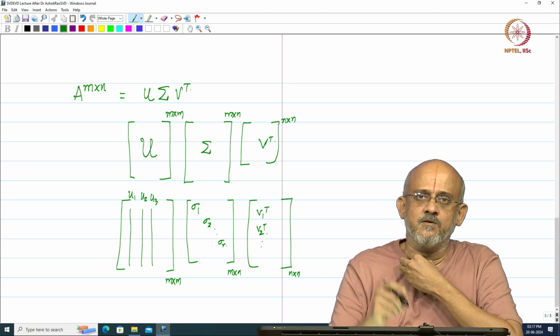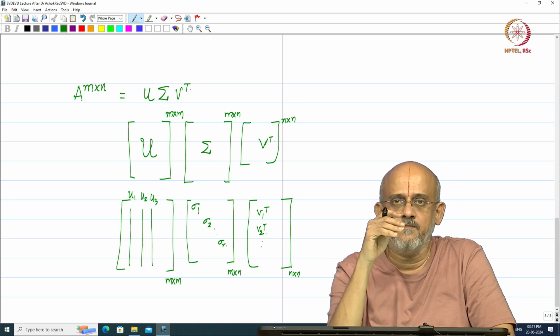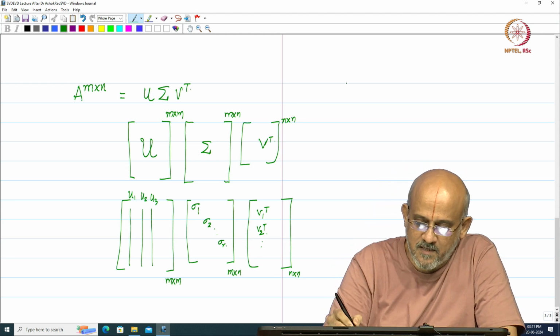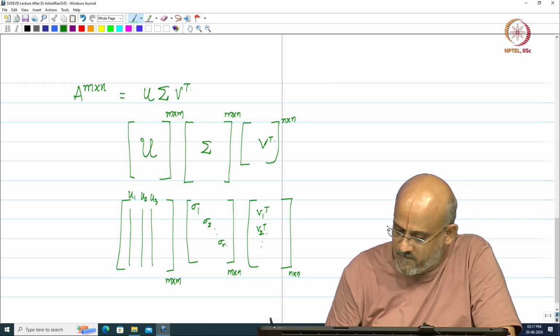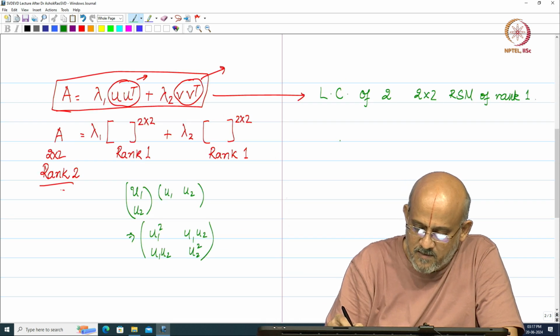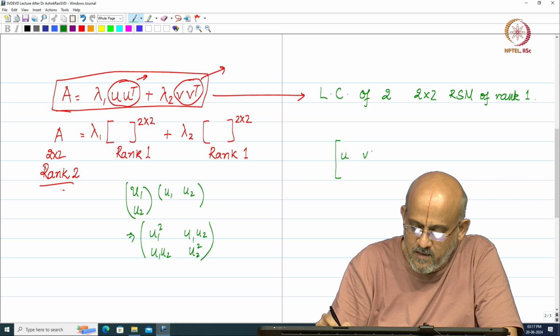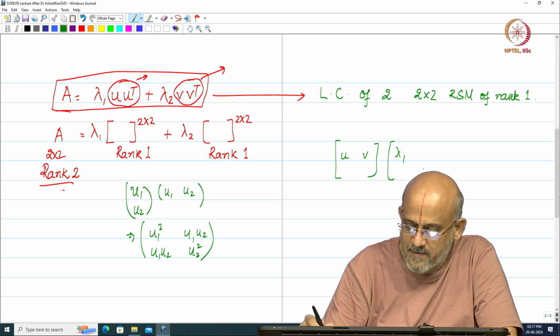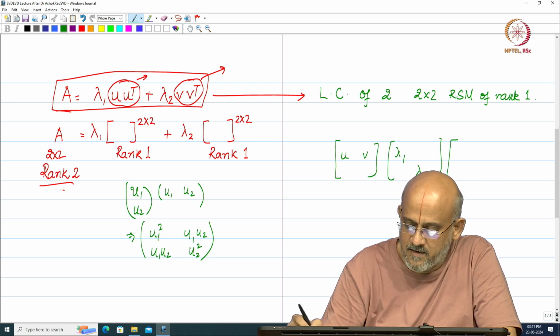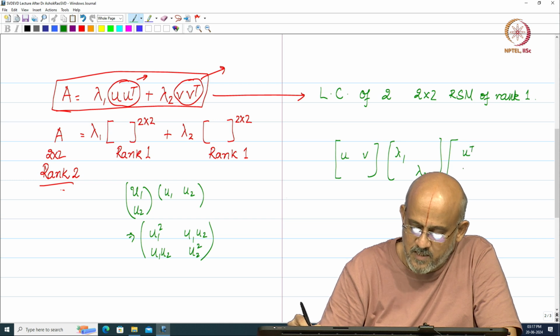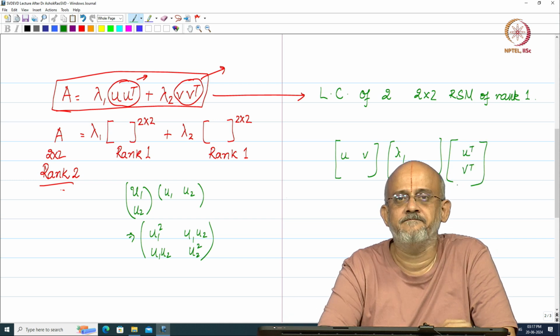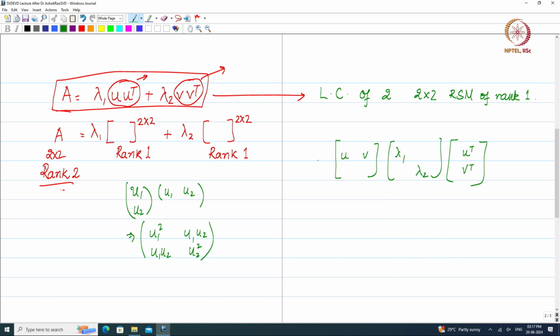Now this exactly looks like what we had there. When we did this PDP transpose, recall, we had U, V, and then lambda 1, lambda 2, and we had U transpose and V transpose. This is PDP transpose, which is basically my A. So we said lambda 1 UU transpose plus lambda 2 VV transpose. That's exactly what we had.